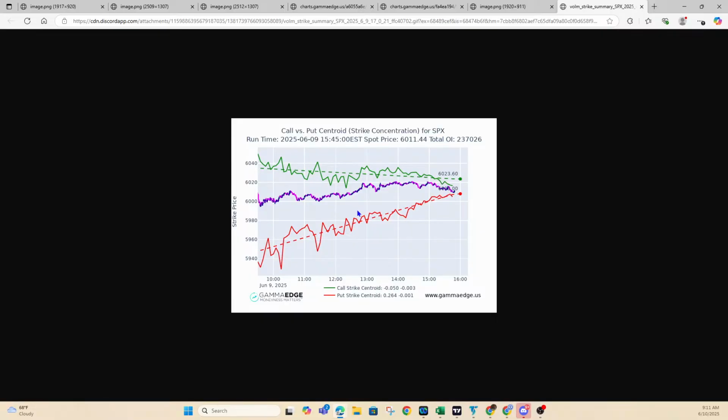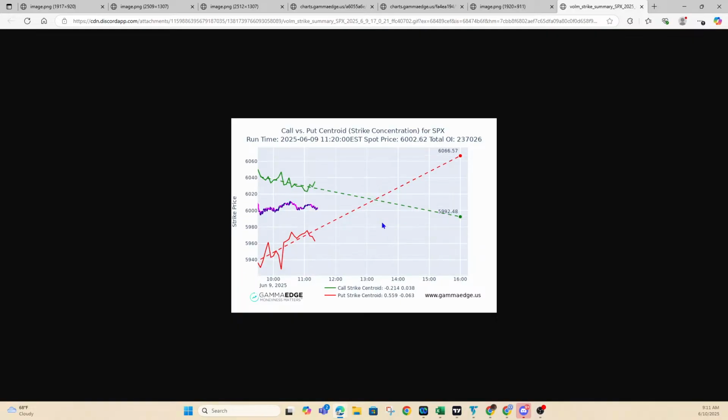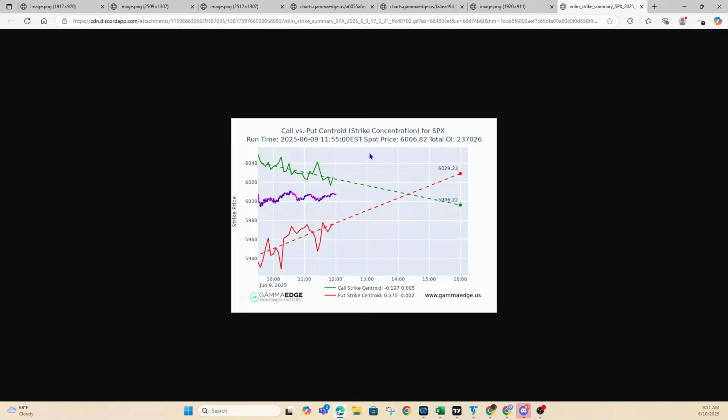If these two lines are crossing each other or intersecting, as you'll see here a few minutes after the open and the noise, this indicates consolidation for the day. If both of these are trending upwards in a parallel fashion, that would be an uptrend day. If both of these are trending down, that would be a downtrend day.